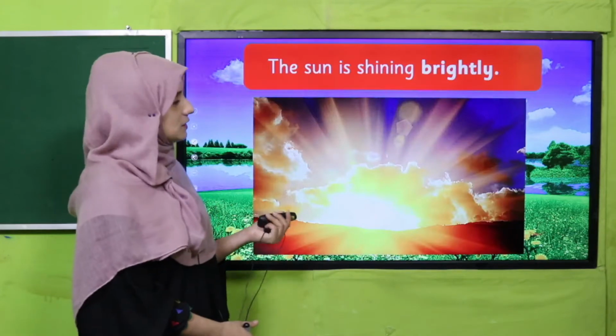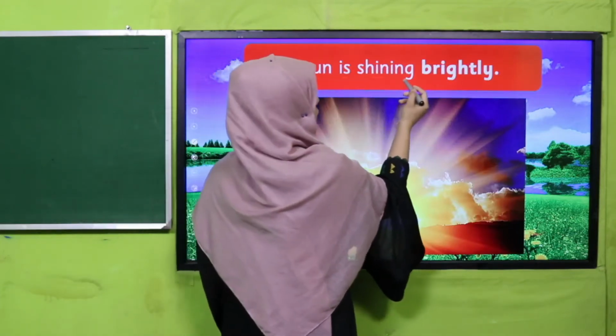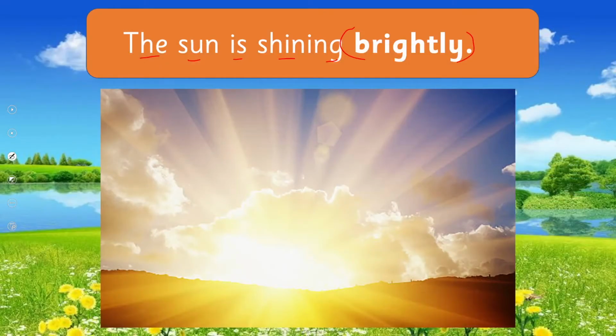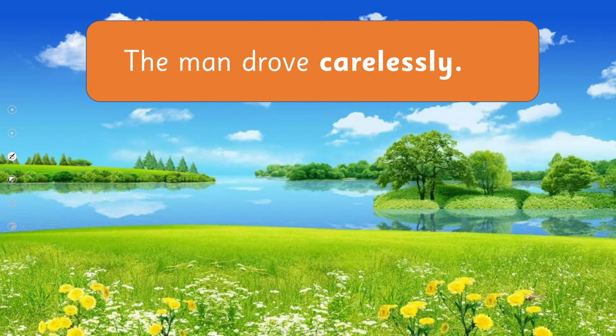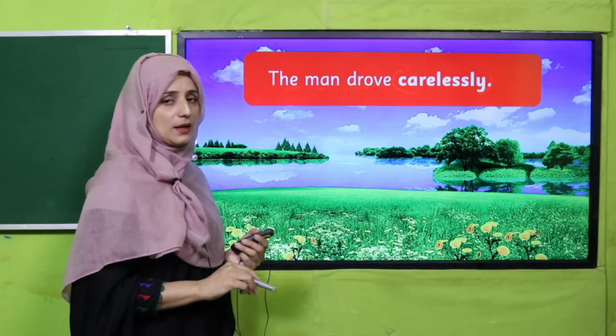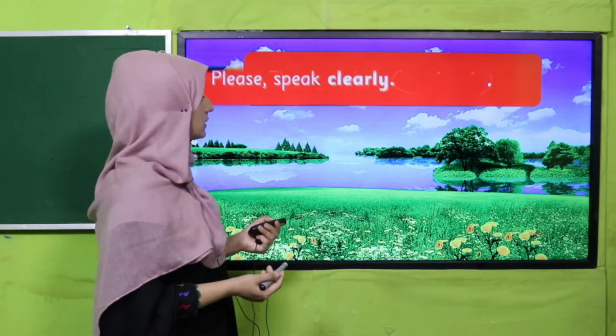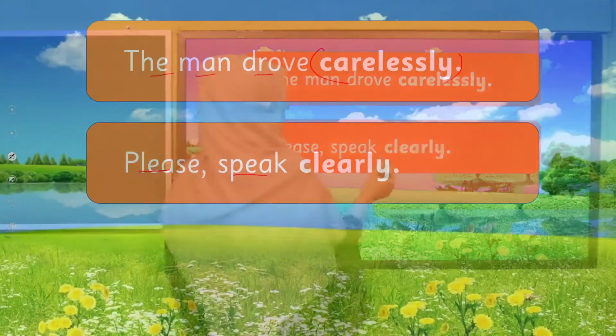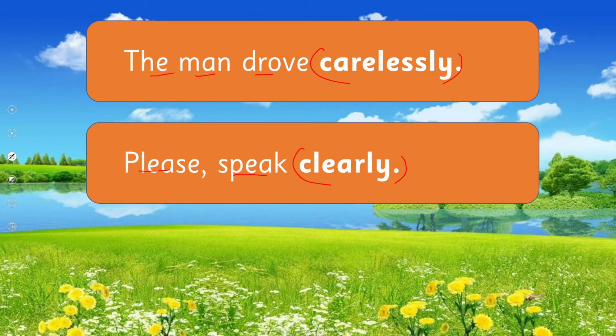You see in this example, the sun is shining brightly. That brightly is an adverb of manner, because it is clearly telling us how the sun is shining, in which manner. Here are a few other examples. The man drove carelessly. This is also telling us the manner, how the man is driving the car. Please speak clearly. This is also manner, how she should speak. She should speak clearly, in a nice way.